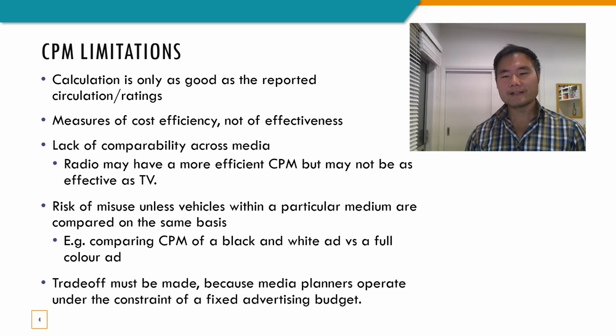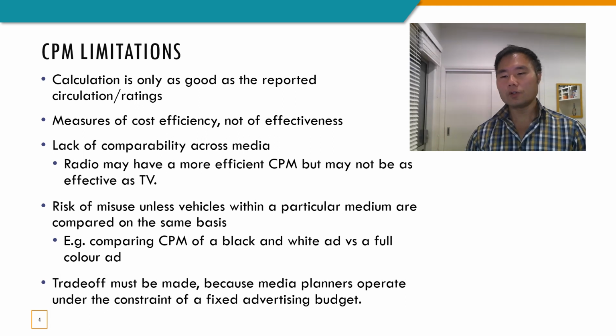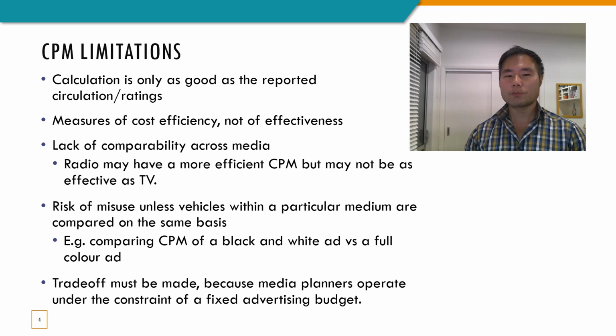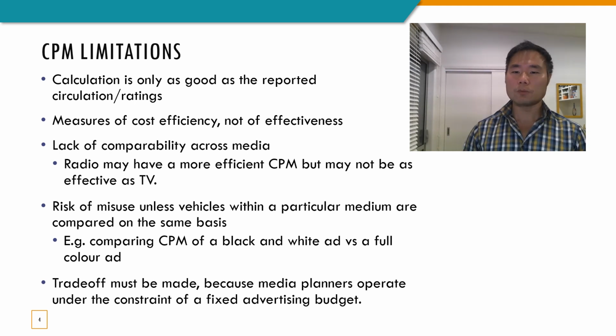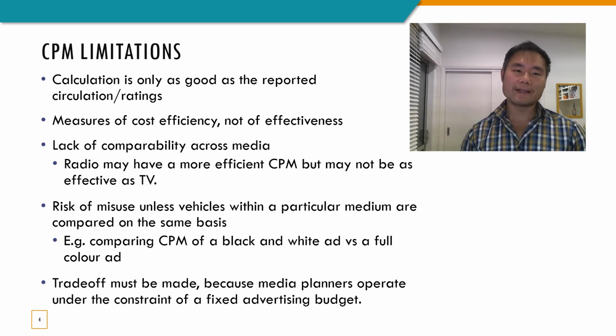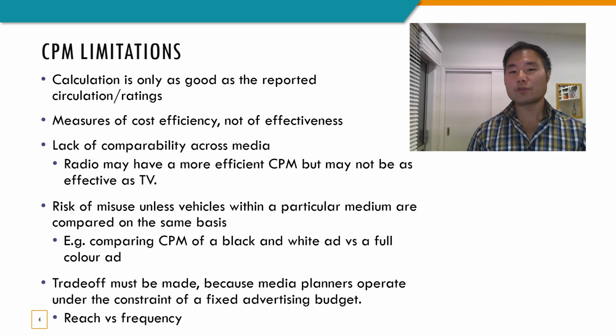So there's basically a trade-off that has to be made because media planners are always operating within a fixed budget. So they have to decide not only on which media are the most cost effective, but also which may be the most cost efficient. And they're trading up between those two things to try to get the best result possible given the objectives that have been set in place. So this is also a balance between reach and frequency sometimes.